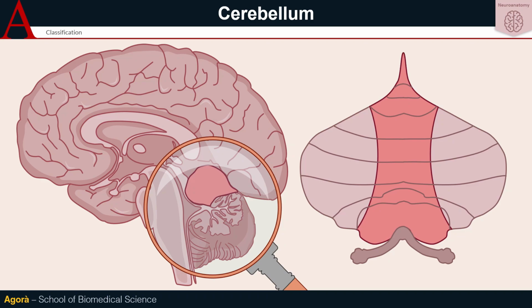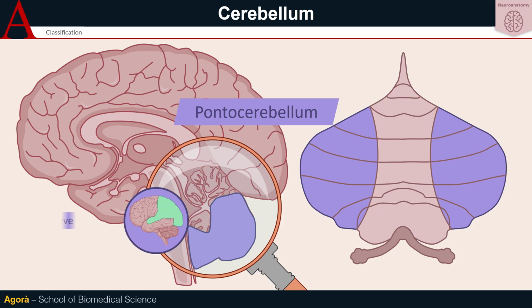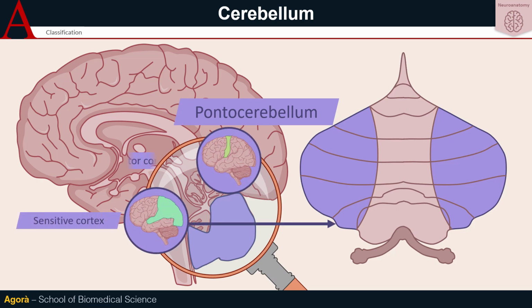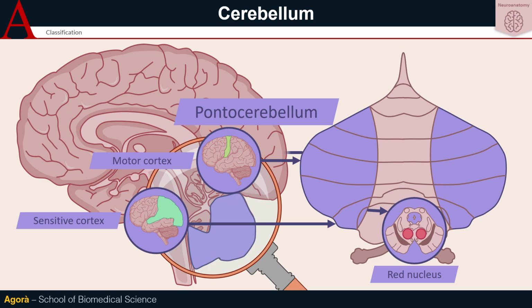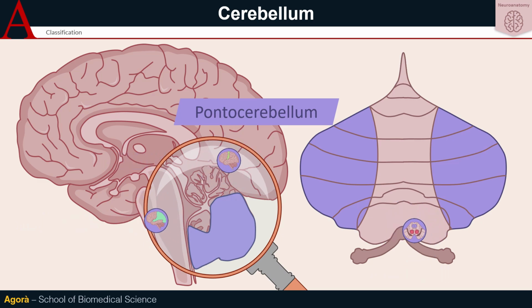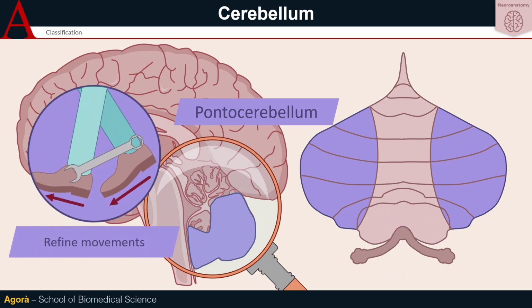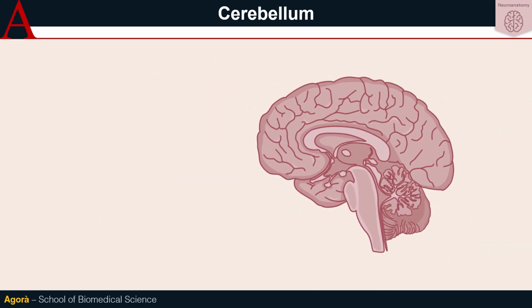The pontocerebellum includes the lateral areas of the cerebellar hemispheres. It receives fibers from the sensory and motor cortex, sending in its turn tracts to the red nucleus of the midbrain and tracts that return to the motor cortex. Basically, it receives information on details of the movements the body is executing from the periphery to subsequently adjust and refine them.